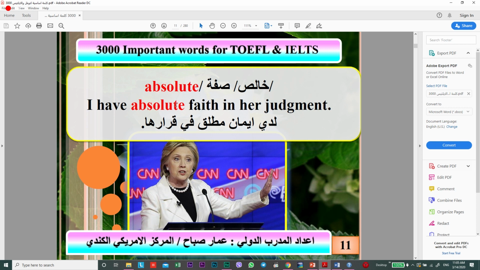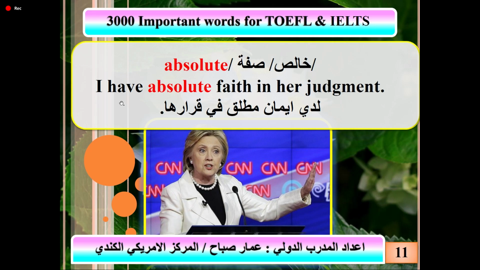Also, absolute means great, عظيم. Let's see this example. I have absolute faith in her judgment. أنا لدي إيمان مطلق في قرارها. Clear? Absolute means great. Absolute is an adjective. We said what comes before it? is, are, am, was, were. هاي الحالة الأولى. من أين نستخدم صفة؟ لوصف المفعول به.